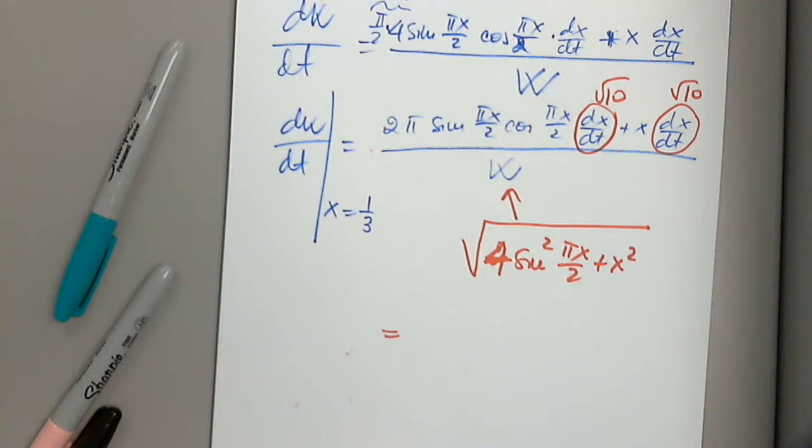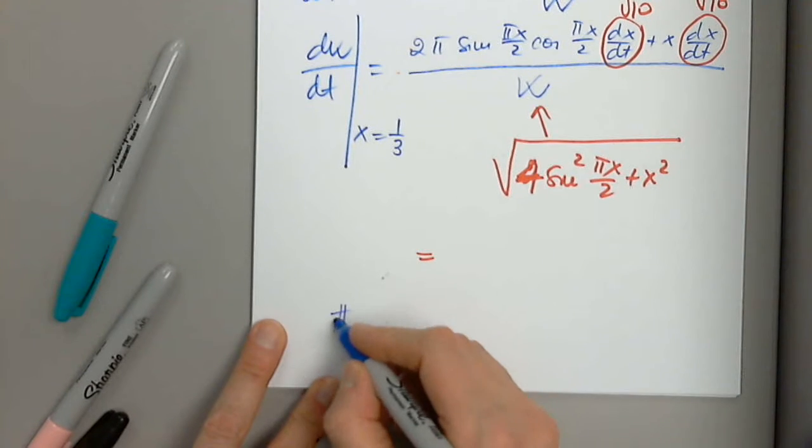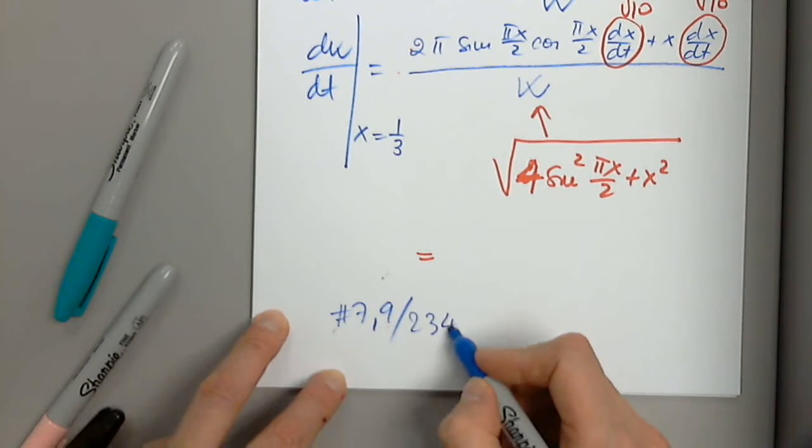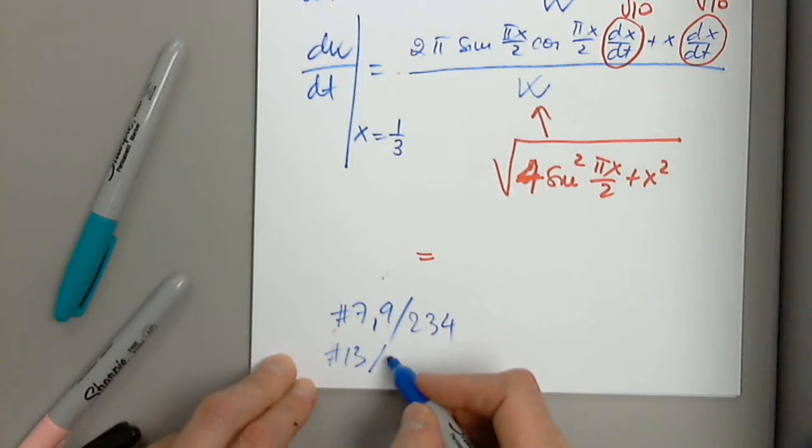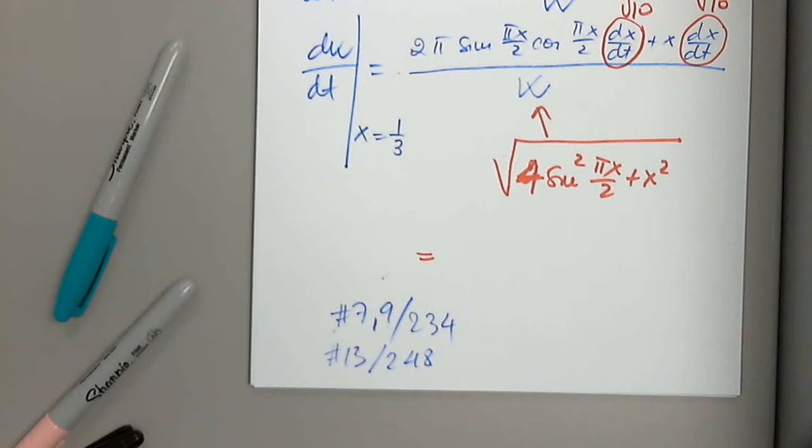Please do that. We have one more minute, and I want to select a few problems for you to work on. Seven and 9 on page 234. 13 on 248. And 1 on 233.